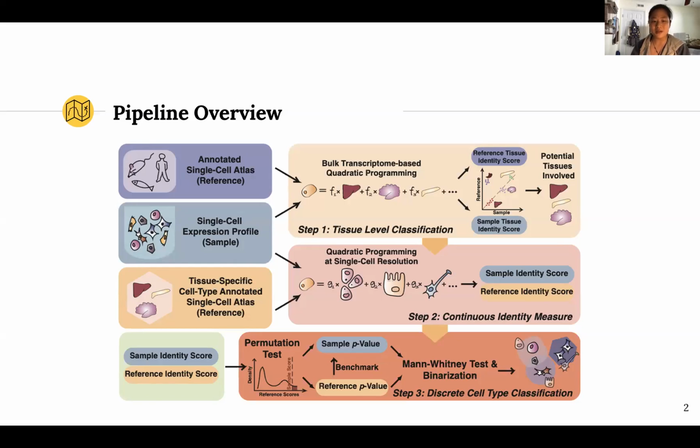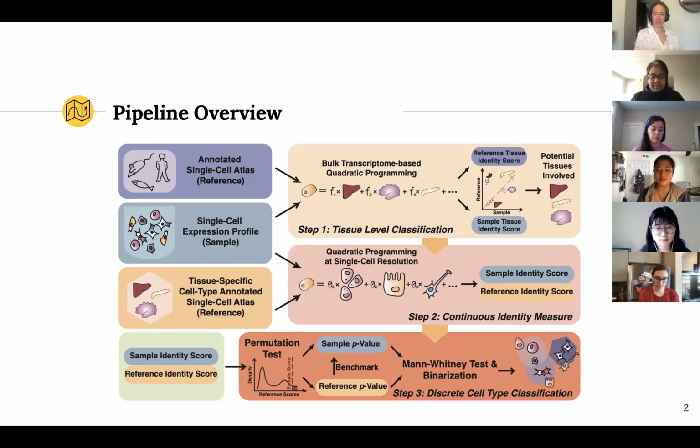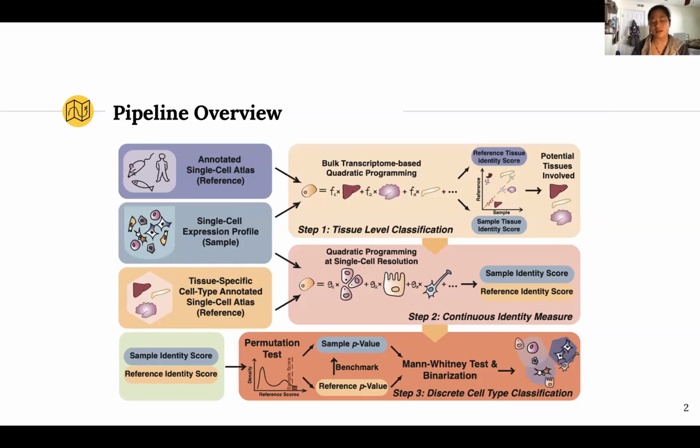So in Capybara, we in general have 3 different steps. The first step involves tissue level classification, and the second step involves a construction of high resolution reference and a continuous identity measure. And in the third step, we perform a discrete cell type classification and multiple identity cell scoring. So I will go through each step in detail. Let me know if you have any questions in these processes.